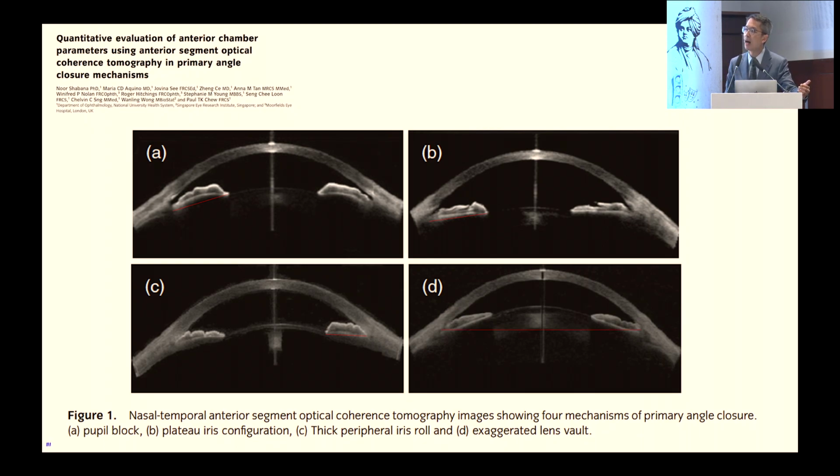And lastly, we are getting more and more data on the role of the lens in angle closure. You can see over here that the lens vault is very high, and that's the main mechanism of angle closure in these patients. And removal of the lens may not be a bad idea to try to reduce the risk of progression in primary angle closure.